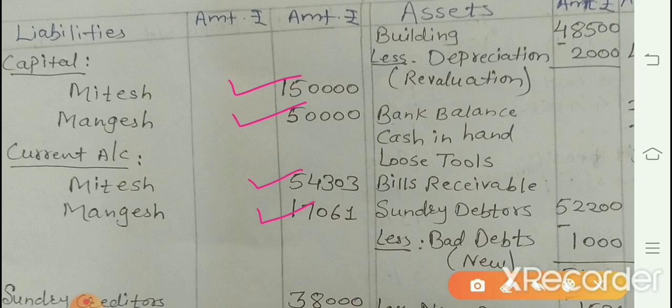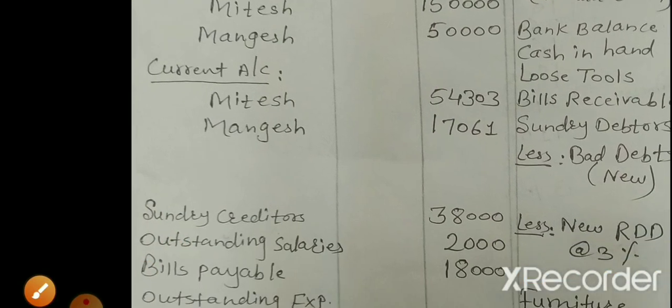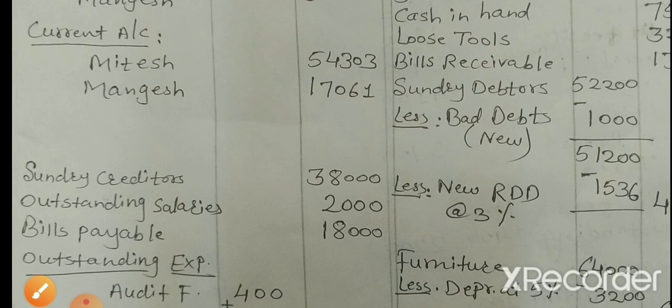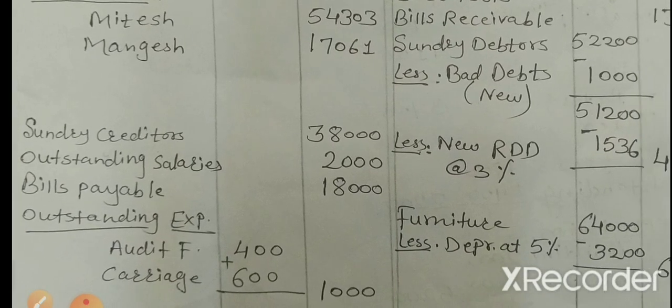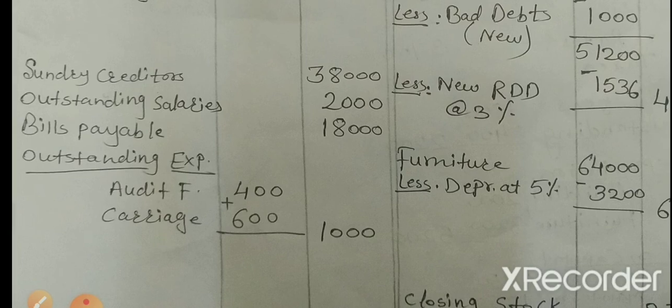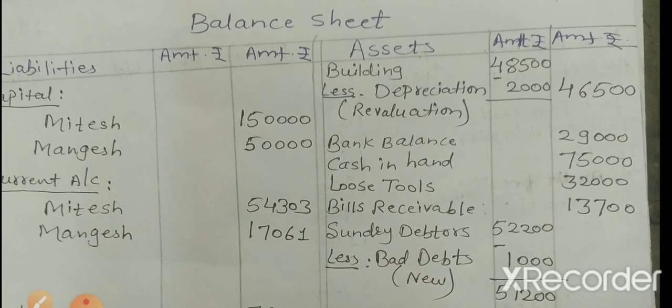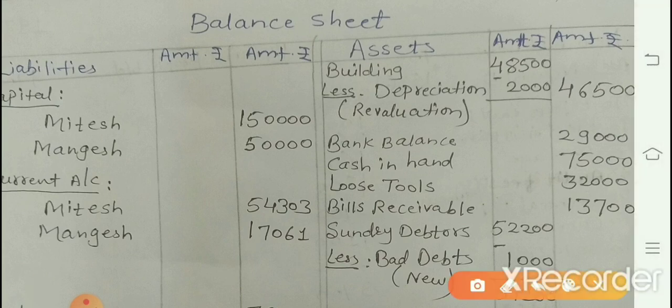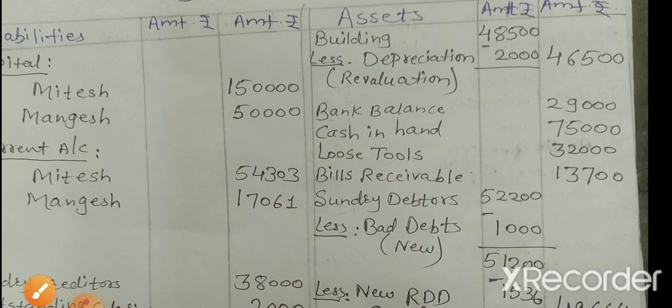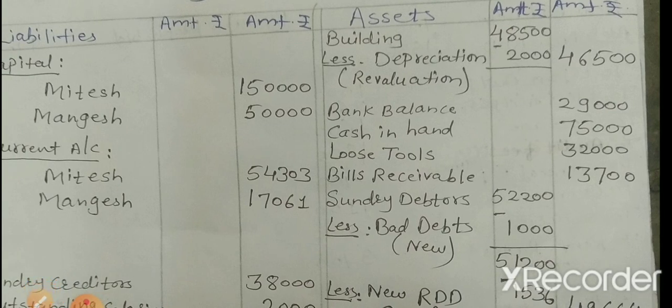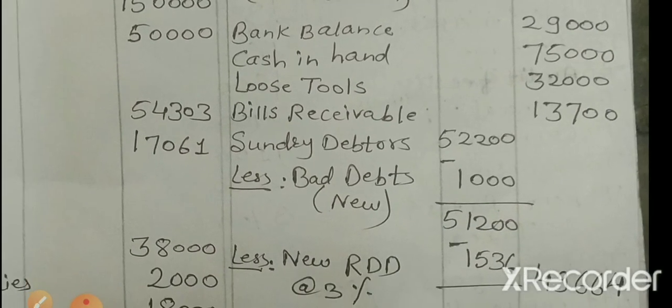Okay. Then see the other items on liability side. Sundry creditors 38,000. Outstanding salaries 2,000. Bills payable 18,000. Then as per our adjustments, we wrote outstanding expenses. Then our asset side. Building. From this building we deducted depreciation. 46,500 is the remaining value. Bank balance 29,000. Cash in hand 75,000. Loose tools 32,000. Bills receivable 13,700.